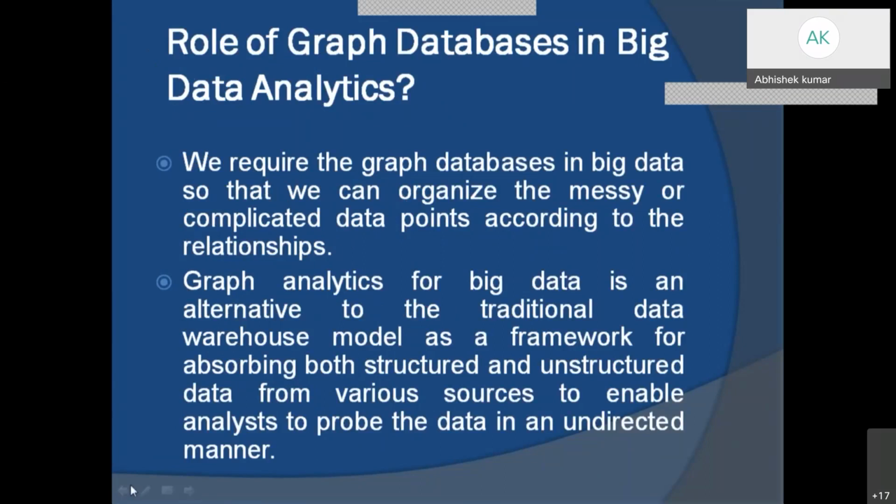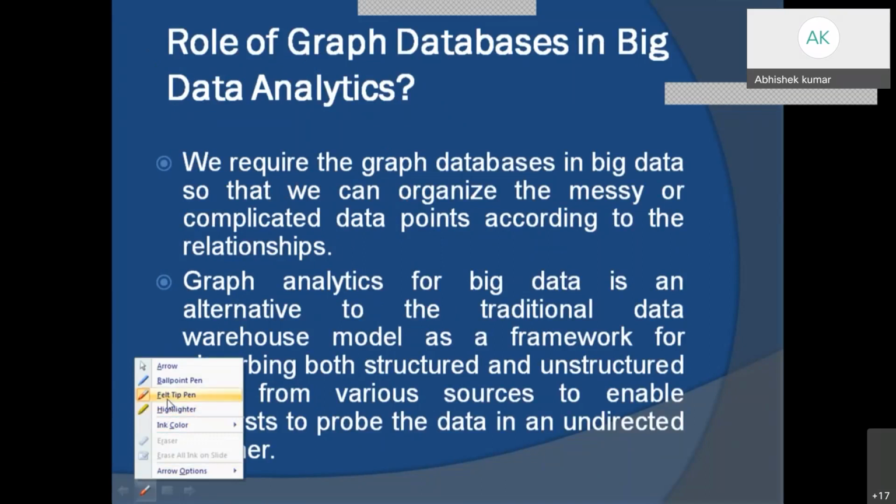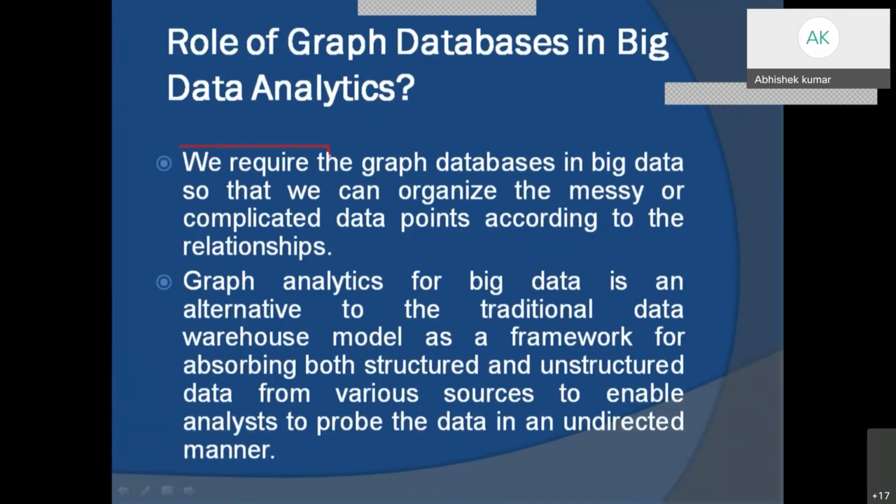So the first point, as you can see over here, is we require the graph database. Fine. Why are we requiring this? Just to organize the messy and complicated data points according to relationships. So what makes these relationships? Those edges and those nodes. Those edges and those nodes are basically our record pointer. Getting my point? So those record pointers will take you to the concept of organizing the complicated data points, because these are the basic forms on the basis of which we have to organize this.